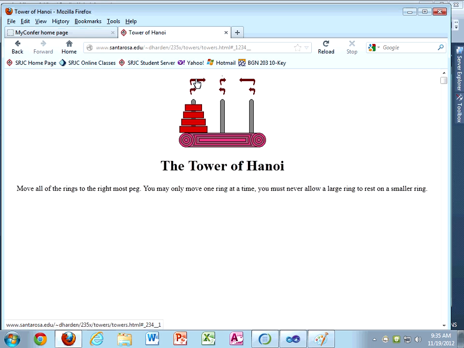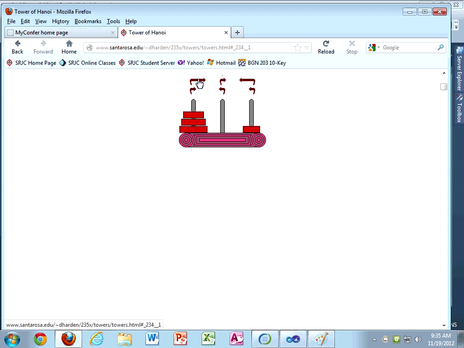So our output when we execute our program is going to say move a disk from left to right. Move a disk from left to middle. Move a disk from right to middle. Move a disk from left to right. Move a disk from middle to left. Move a disk from middle to right. Anybody getting uncomfortable here? Move a disk from left to right.